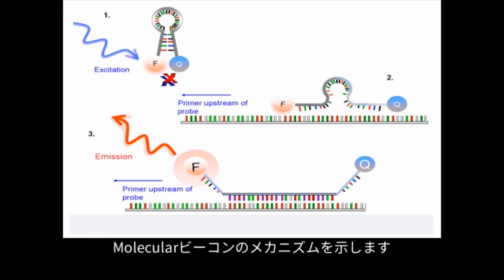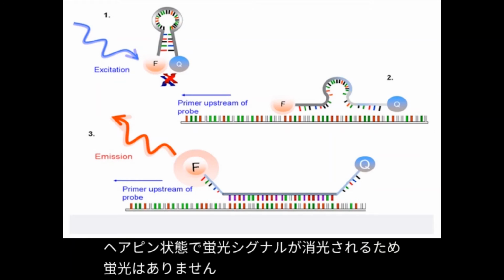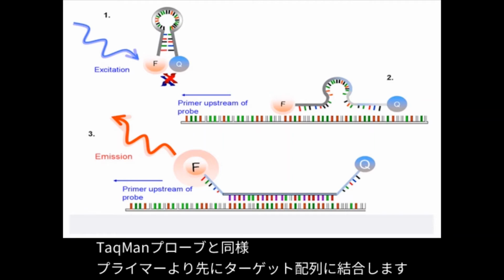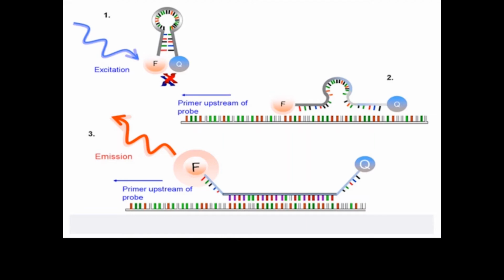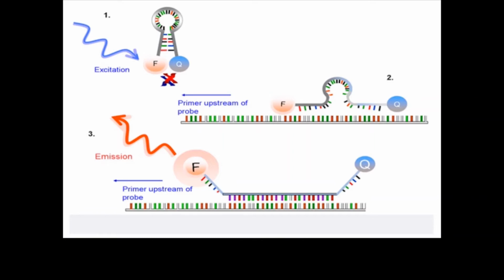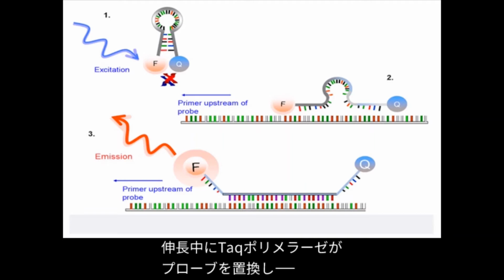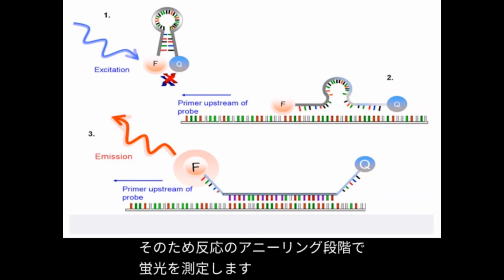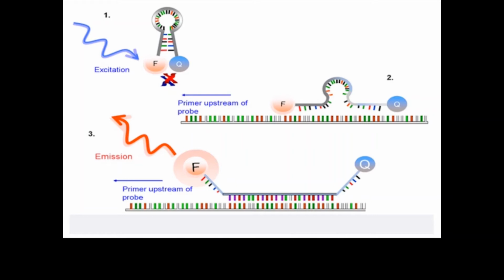These slides demonstrate how molecular beacons work. There is no fluorescence in solution, as the hairpin quenches any fluorescent signal. Like TaqMan probes, molecular beacons bind to the target before the primers. The probe is in the center of the target region and not close to the primer, to encourage displacement rather than hydrolysis. During extension, the Taq polymerase displaces the beacon and it goes back into solution. Therefore, we measure fluorescence during the annealing phase of the reaction.